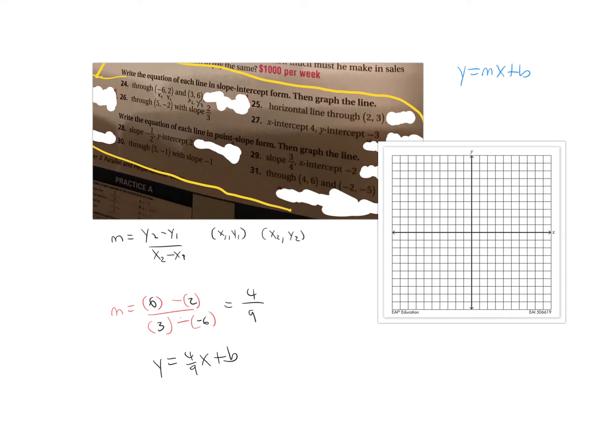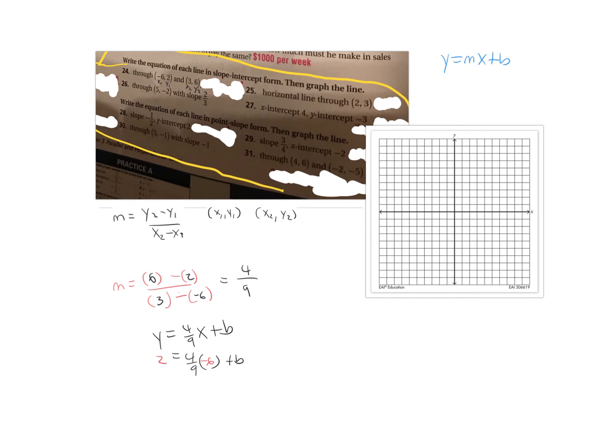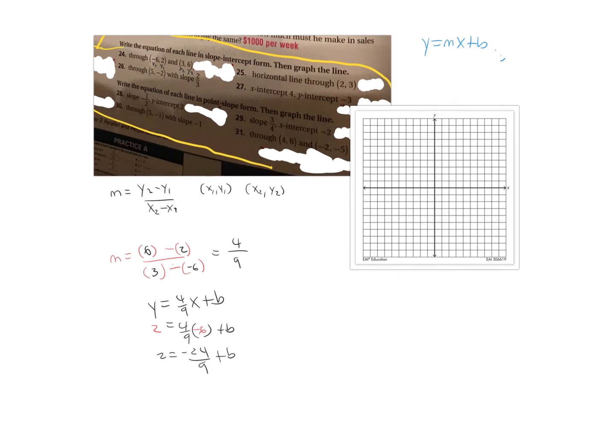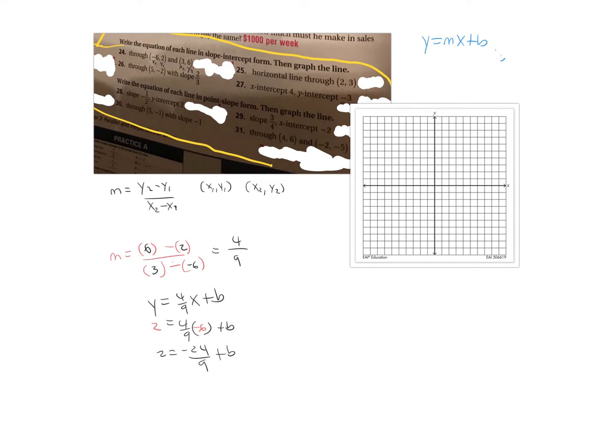So at this point, instead of writing y, we're going to write 2 because that's the y coordinate. Instead of writing x, we're going to write negative 6. So we have 4/9 times negative 6 plus b. Then at that point, we solve for b, and we have 2 equals 4 times negative 6 is negative 24 over 9 plus b. It is the case that negative 24 over 9 could reduce to negative 8 over 3 plus b.